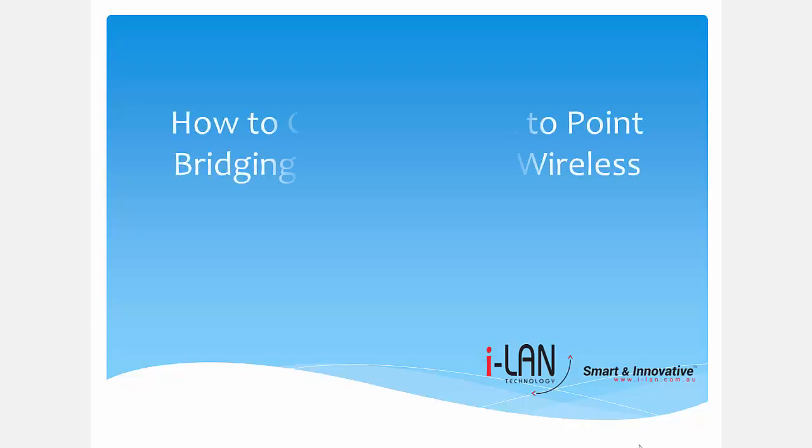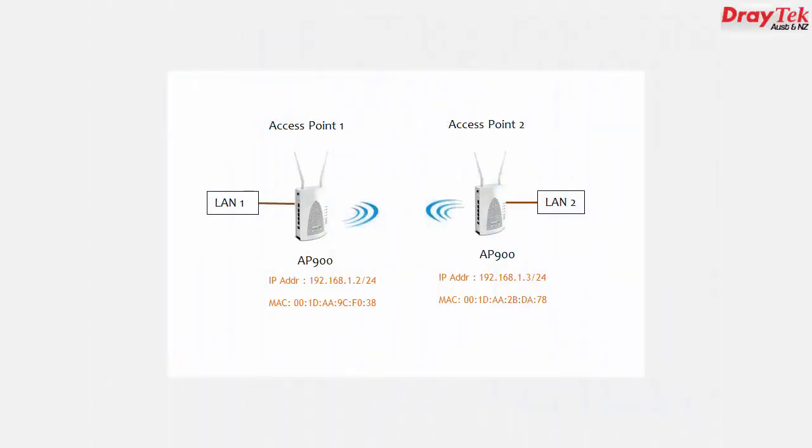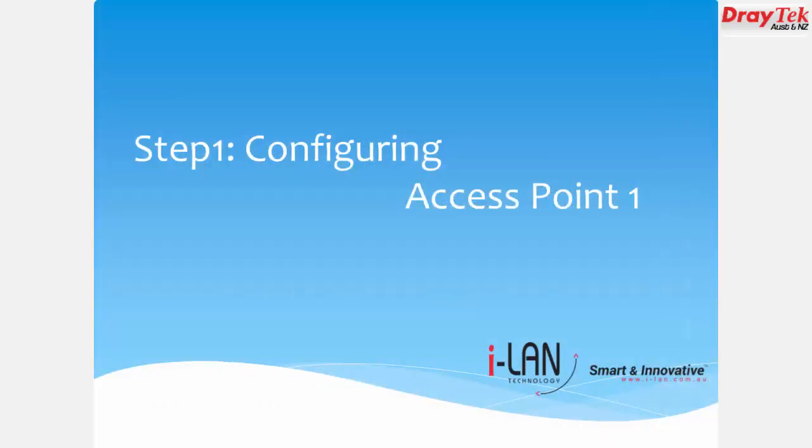Everyone, in this video, I'm gonna show you how to extend the wireless range using point-to-point bridge mode on access point. I'm gonna use DrayTek AP900. So let's get started. Let's configure the first access point.